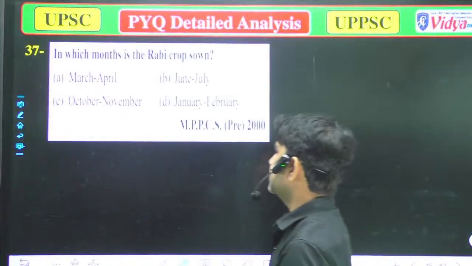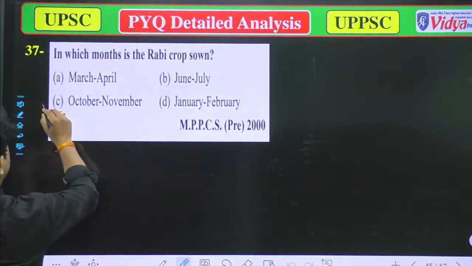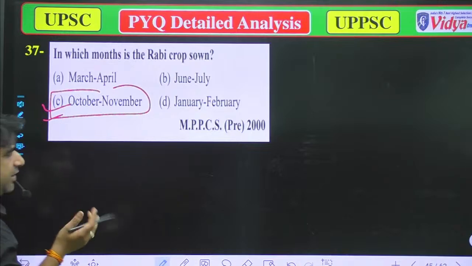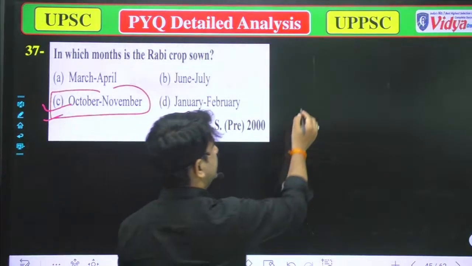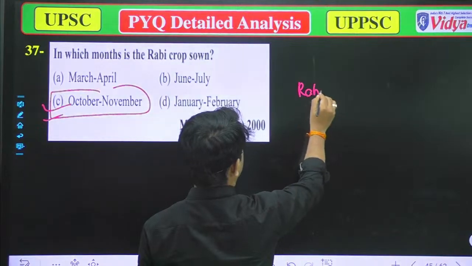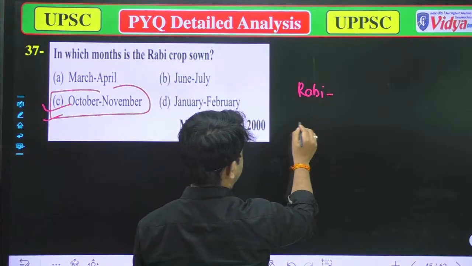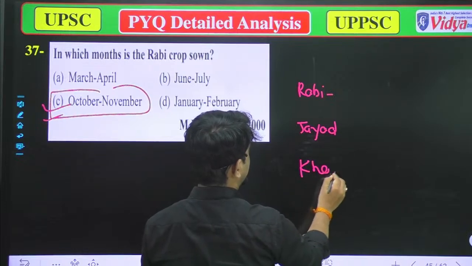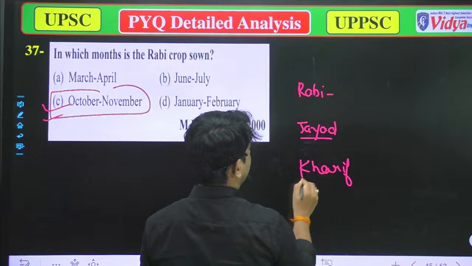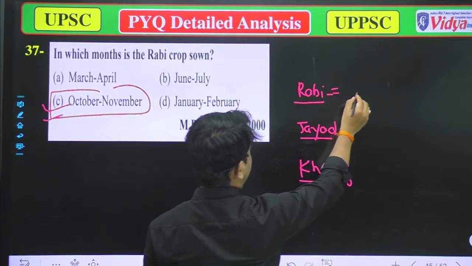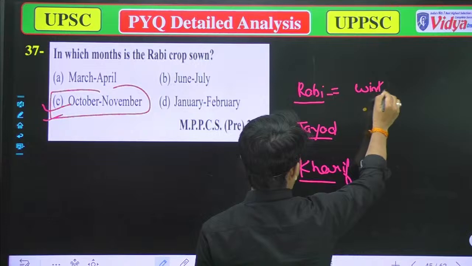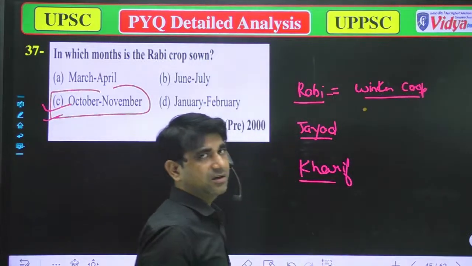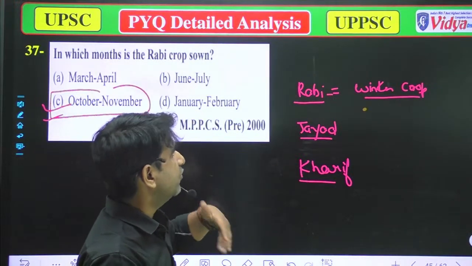Because the Rabi crop is generally sown in October and November, so option C is correct. CBI, your answer is totally correct, because in India we have three crops: Rabi, then Zaid, and then Kharif. Rabi crop is also known as winter crop, because these are generally grown in the winter.